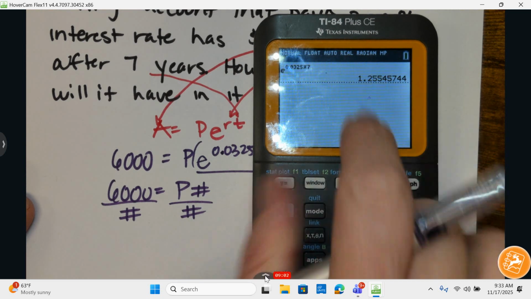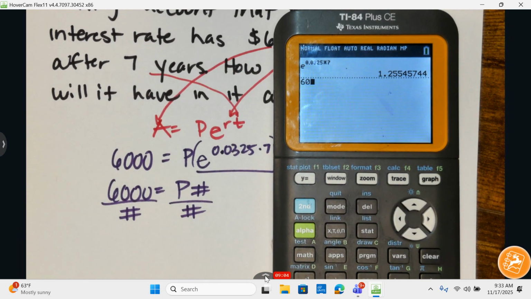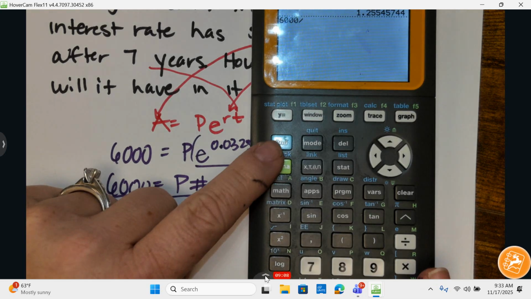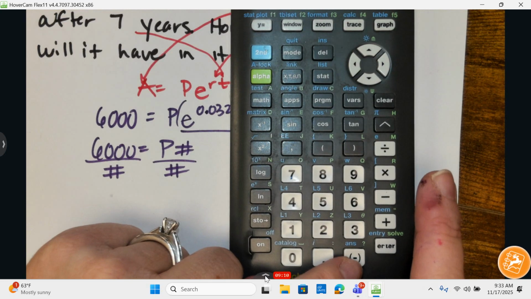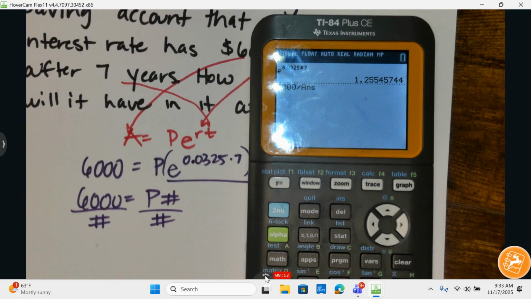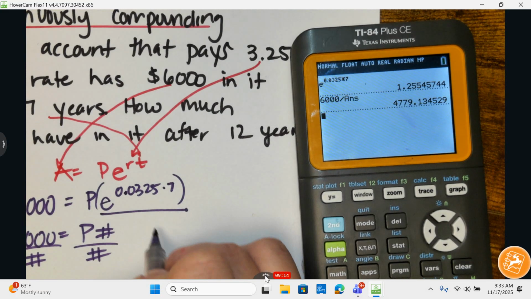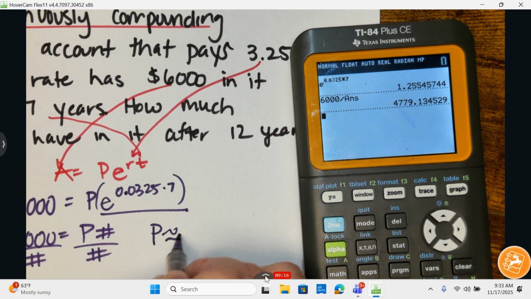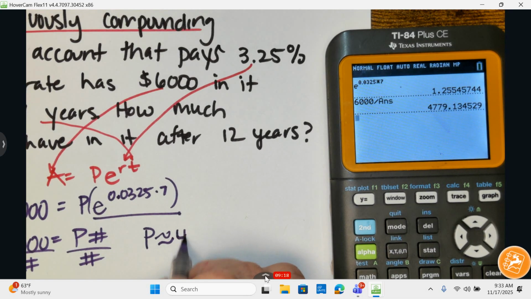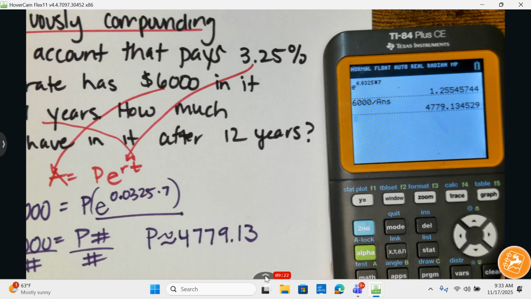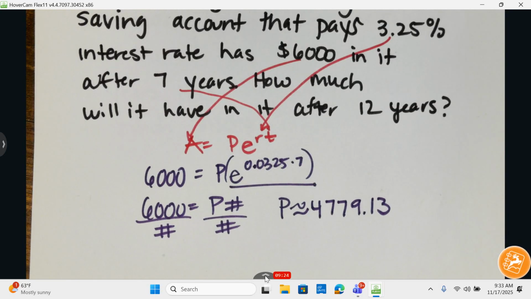How do I copy and paste this? You type in 6,000 divided by, and we do have a copy and paste button. You're going to hit the blue key and go directly below the 3, copy and paste. So the initial amount is approximately $4,779.13. This problem does not ask for the initial amount.